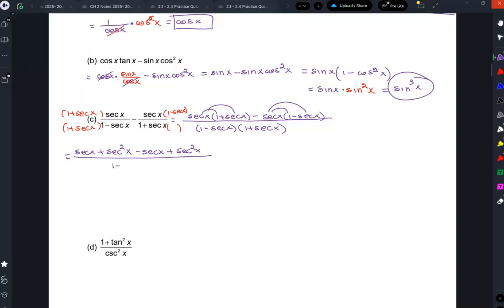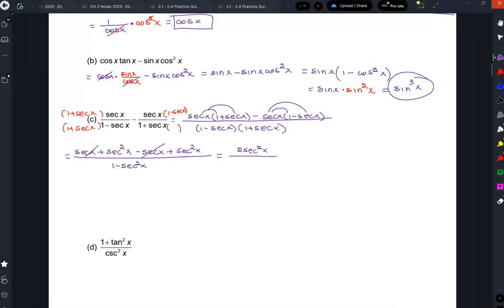1 minus secant squared x. Fabulous. It's a plus b, a minus b, so it's a squared minus b squared. Now, oh look, secant x minus secant x goes away. What's secant squared plus secant squared? 2 secant squared x.